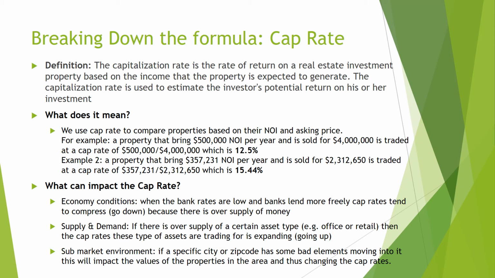And then the third thing is the submarket environment, right? So the first one was economic conditions, which is the macro. Submarket environment is the micro. And if we have a specific city or a zip code that have bad elements move into it, this will impact the values of all the properties in the neighborhood. And then if the value goes down, cap rate goes up because it's an inverse relationship.